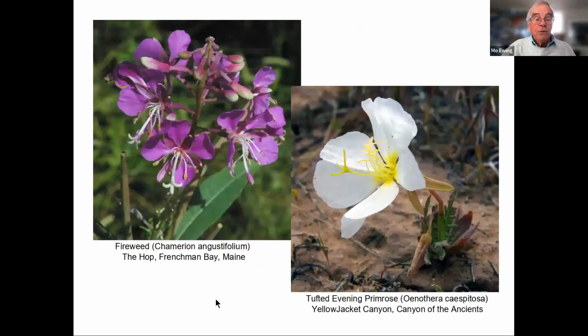Some evening primroses: fireweed, Chamerion angustifolium. This is a species that grows in Colorado, but also grows in Maine, where I have a little house in Frenchman's Bay, and this same species grows there. This photo was taken there, but you can see very clearly the four-parted stigma here. And the same thing is true of tufted evening primrose. You've got four stamens here. It's hard to see the fourth one. It's probably hidden behind there.